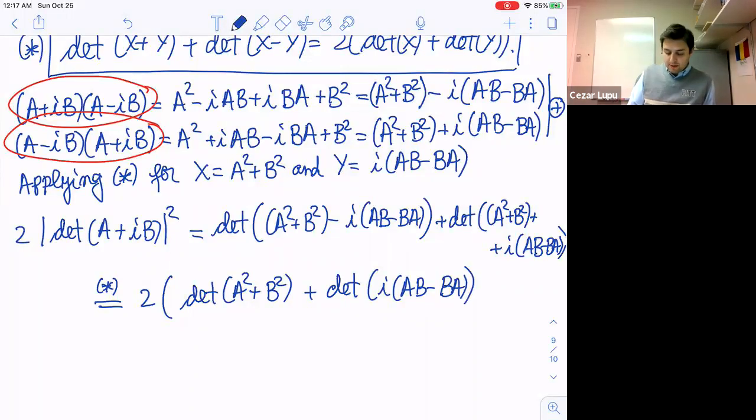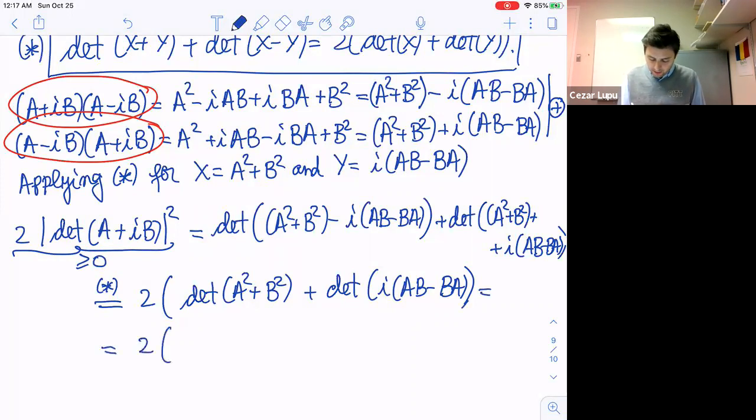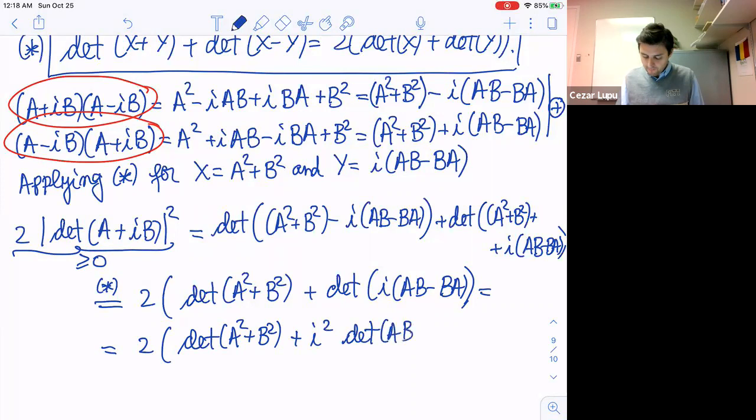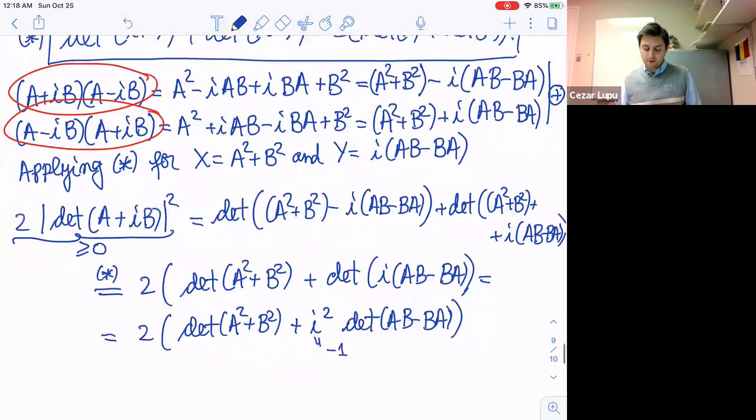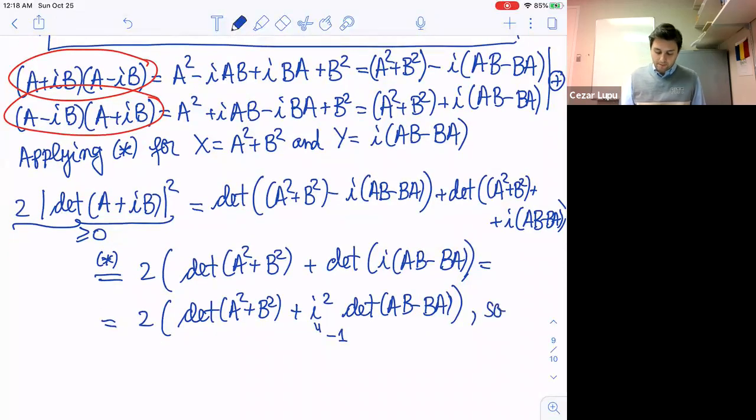Okay, but this guy here is non-negative. If you look at this guy, this will be non-negative. So it will follow that, if we go a little bit further, this will be 2 times the determinant of a squared plus b squared, and if we take i squared out, plus i squared determinant of AB minus BA. And since this is -1, the conclusion follows. So this guy will be non-negative, so the conclusion follows immediately.